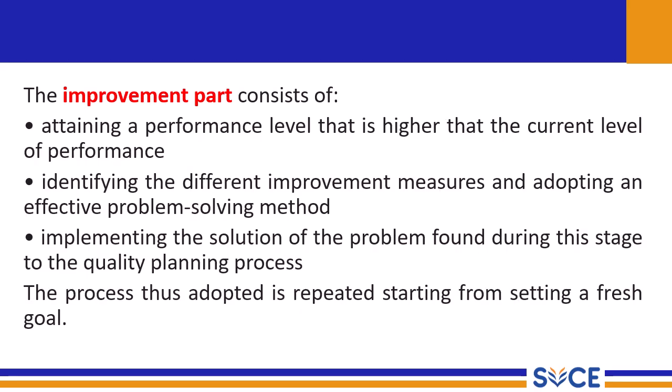The improvement part consists of attaining a performance level that is higher than the current level of performance. That is, we need to see whether the current level is attaining the performance level that we have set, like checking the benchmark that we have set. So it involves identifying the different improvement measures, adopting an effective problem solving method, and implementing the solution of the problem found during this stage. The process thus adopted is repeated starting from setting a fresh goal. So these three steps are repeated again and again.